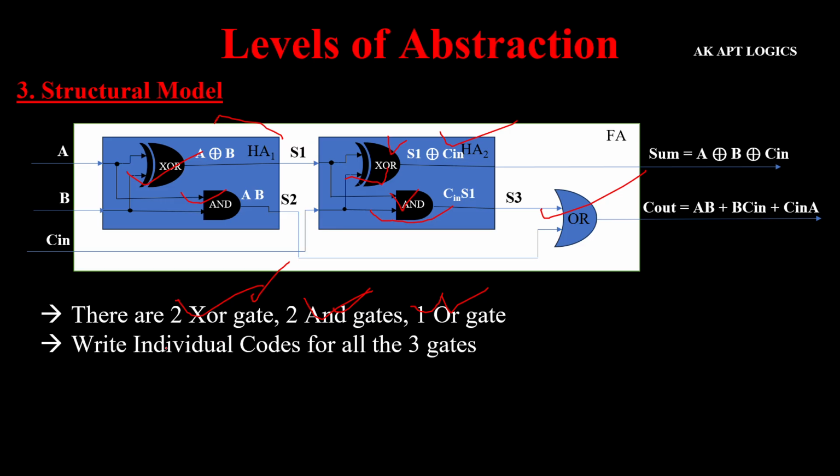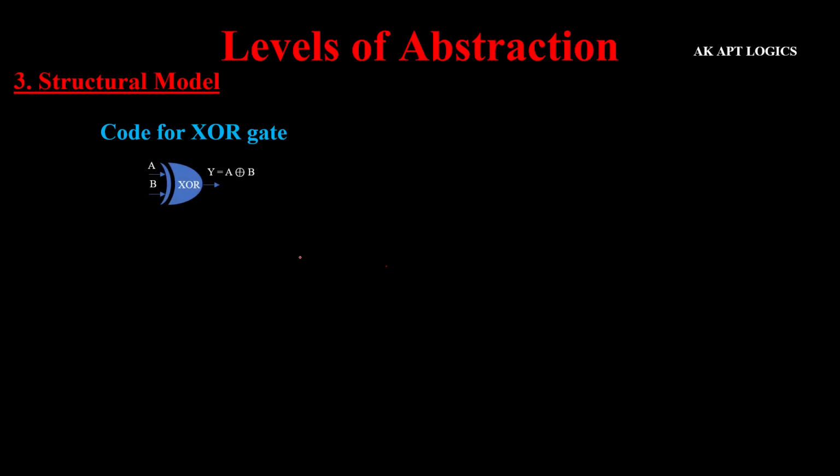Yes. So we are going to write individual codes for all these three gates. First for the XOR gate. XOR gate inputs are A and B. Input ports are A and B, whereas the output port is Y. Okay.